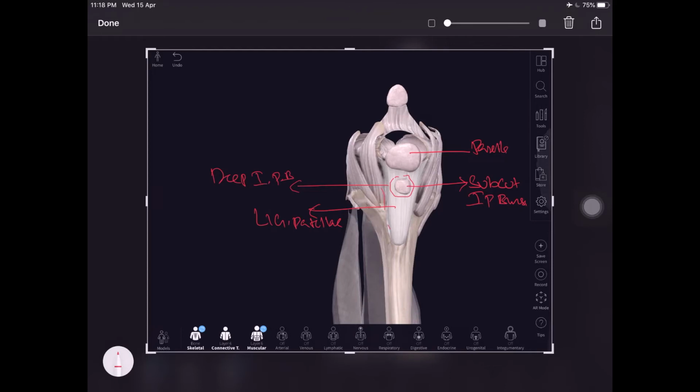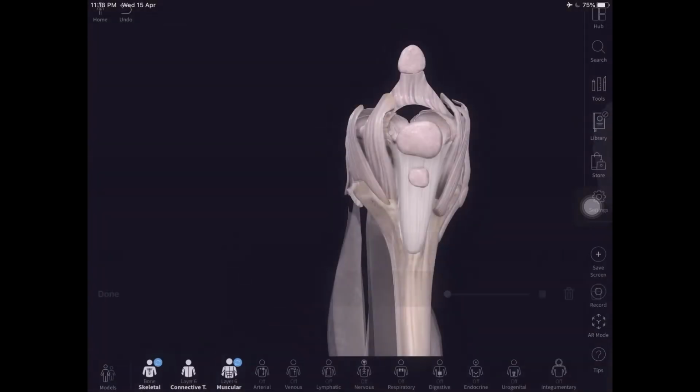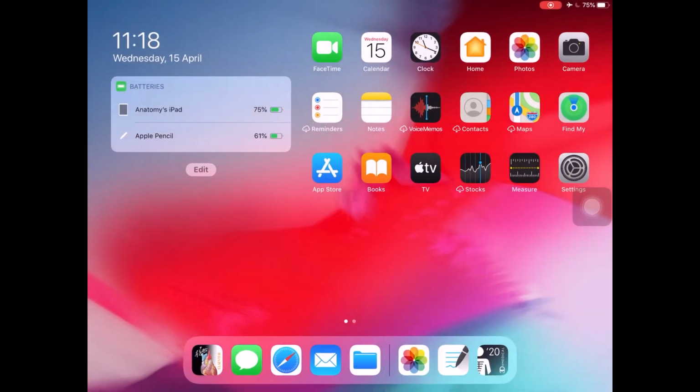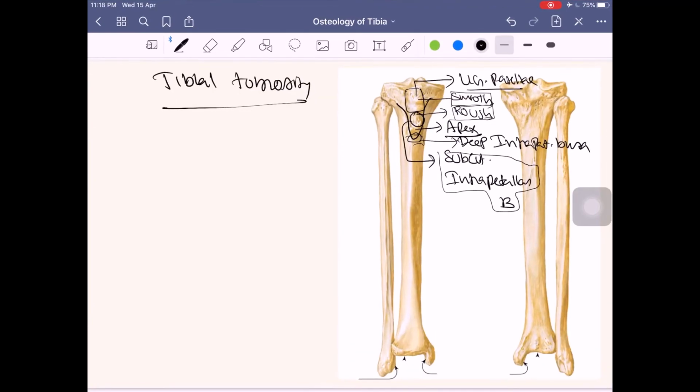And this is the tibial tuberosity. So at the tibial tuberosity, these are the things which are attached. You can see this entire thing is attached. So this is the area. You can see in the smooth part, your ligament is attached. So this is about your tibial tuberosity. That finishes the upper end.